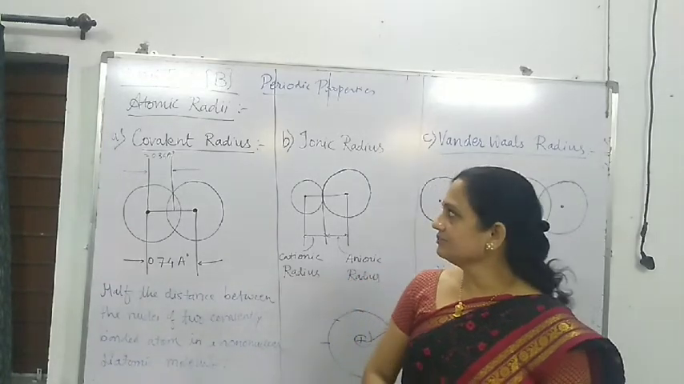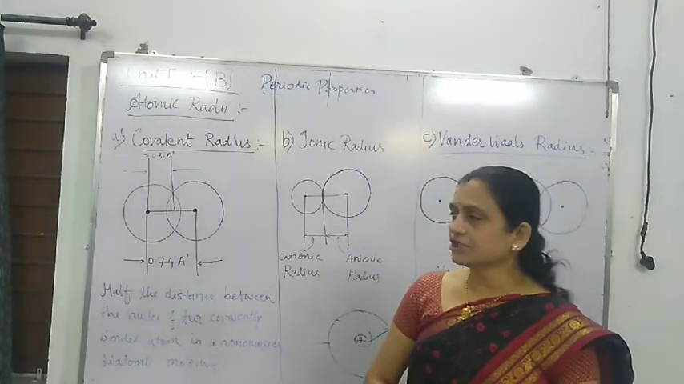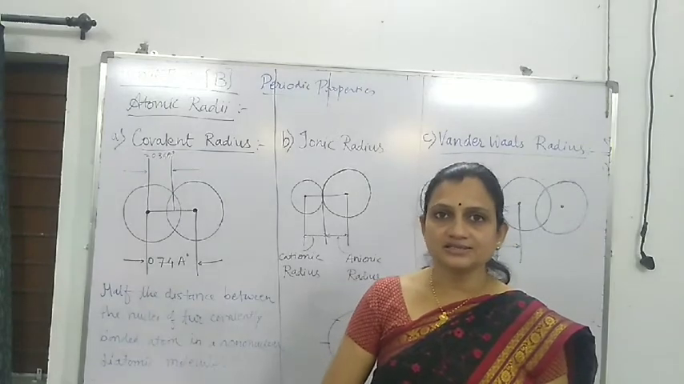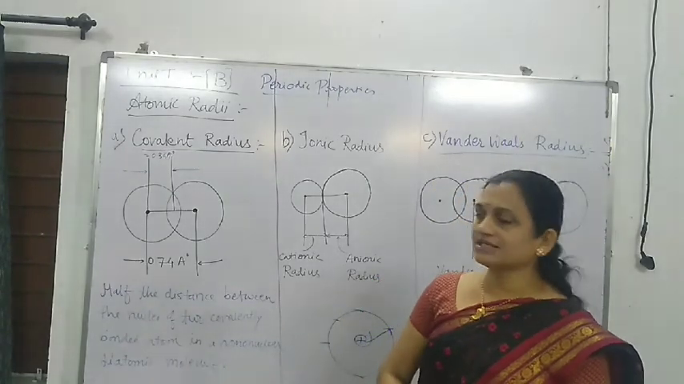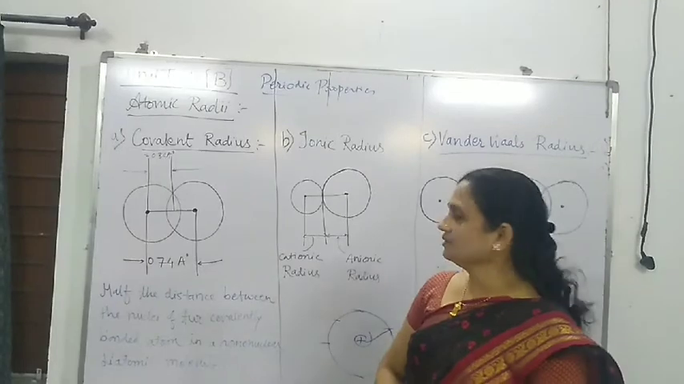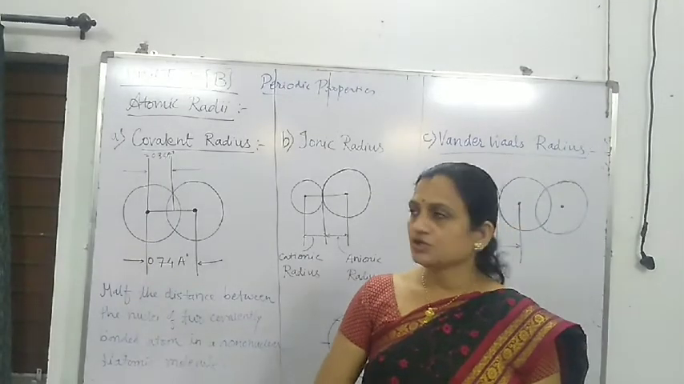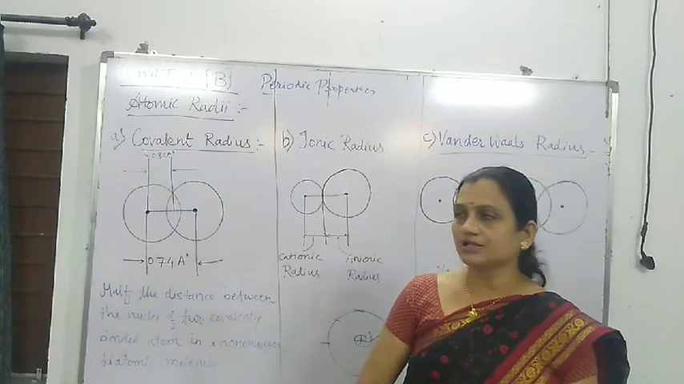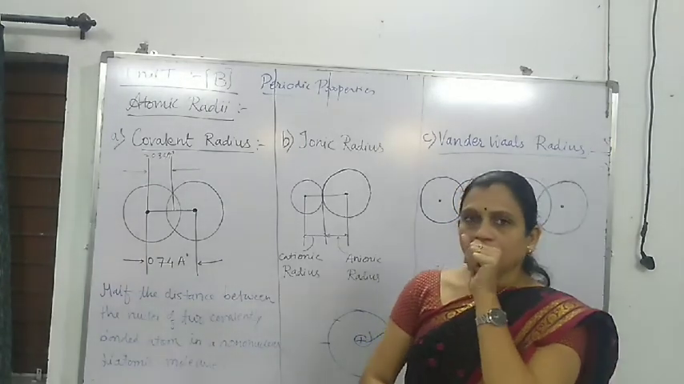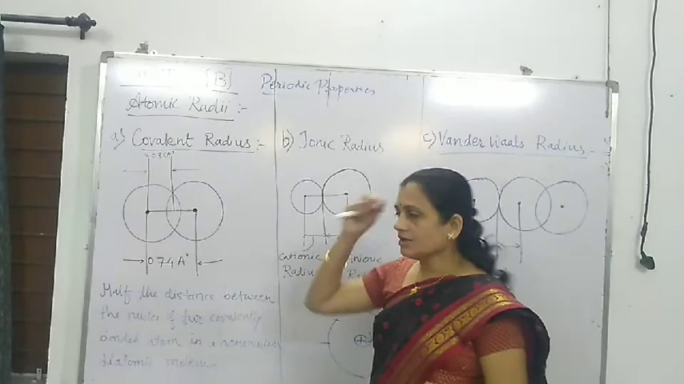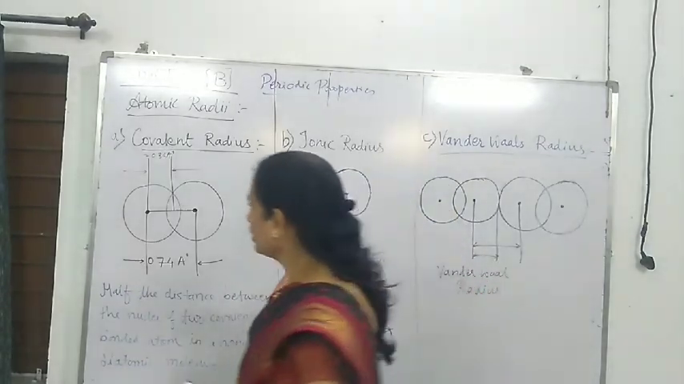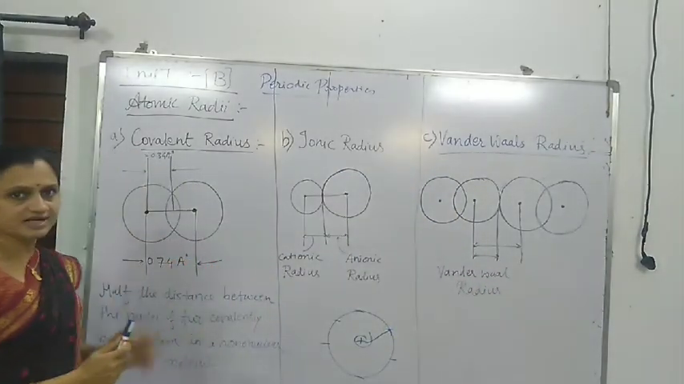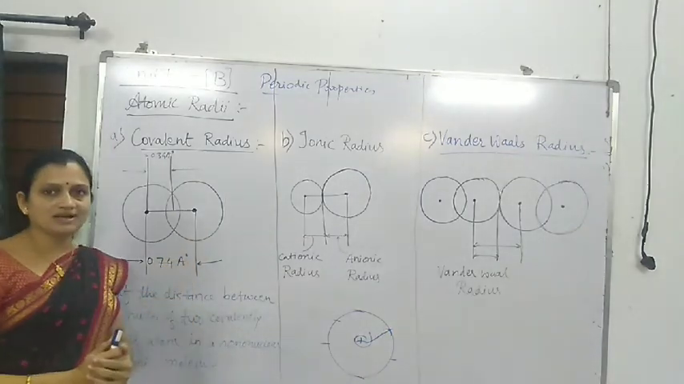Now some terms are included in the atomic radius, three terms: covalent radius, ionic radius and van der Waals radius. So with the help of these terms we can calculate the exact value of that atomic radius. Now we will discuss one by one. First is the covalent radius. Now what is the covalent radius?